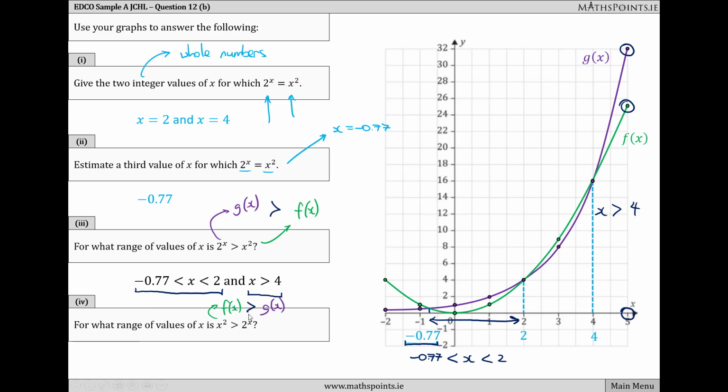So if we go back to our graph to see where the green line is higher, we can see that the green line is higher for x values less than -0.77. The green value, the f of x, will give higher values than g of x. And then the green line is also higher between 2 and 4. So when x lies between 2 and 4, and we sub in values of x within that range, we'll get higher values for f of x than we will for g of x. And so those are the two sets of solutions. When x is less than -0.77, and when x lies between 2 and 4.